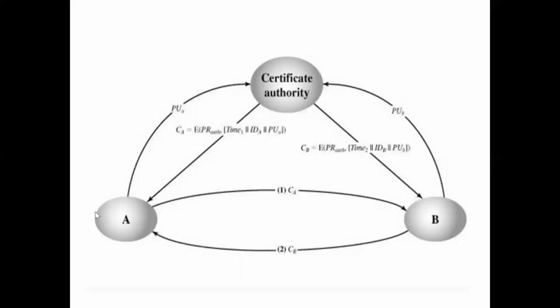Similarly, the initiator A, using his public key, makes a request to the certification authority. Then the certification authority provides the certificate to the initiator. CA is the certification of the initiator A. Here the initiator is represented as A, that's why CA.